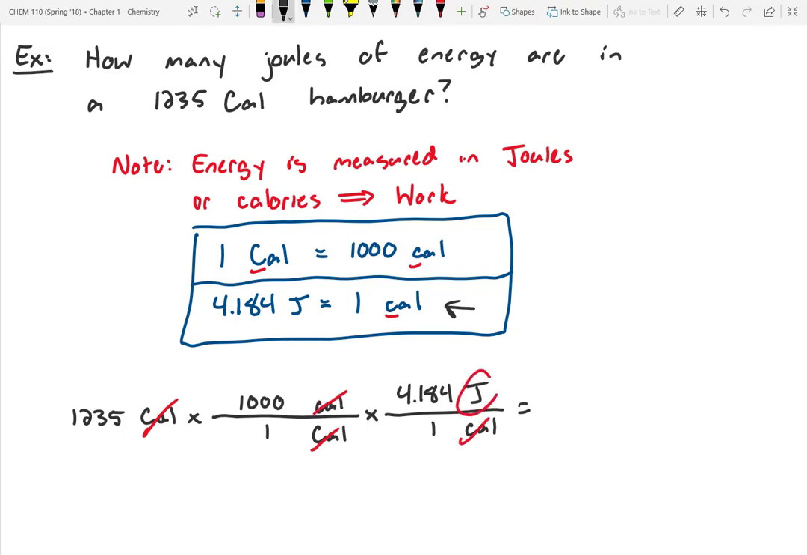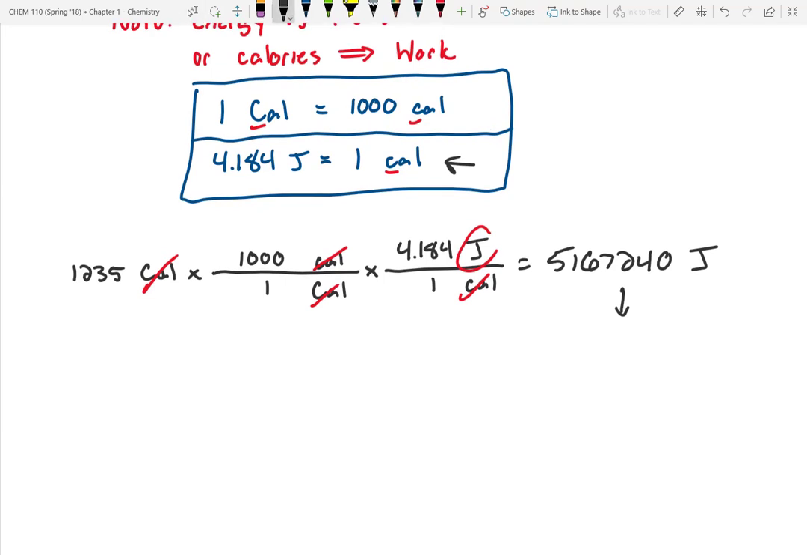And what answer are you getting? Plug it into your calculator. 5,167,240. So 5,167,240 joules, right? Is that what you got? Perfect. Okay, how many sig figs should there be? 4, okay? So what we can do is we can say we're not quite there yet. We don't have the proper number of sig figs. So what we could do is write this as 5,167,000 joules. That has 4 sig figs.